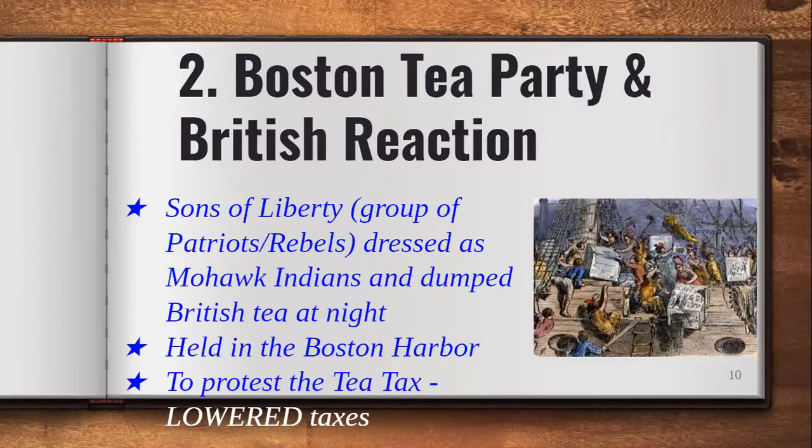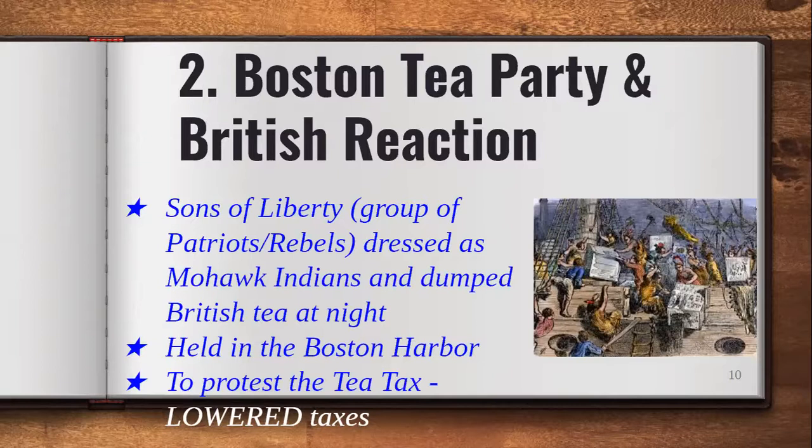So it's held right in the Boston Harbor. And of course, it's to protest the tea tax. Now, what confuses a lot of students is that the tea tax did not raise the price of tea. It lowered the price of tea. Okay. But they had to buy it from the British East India Company. So they were still paying the tax. They weren't buying smuggled tea anymore from their neighbors. They had to purchase this from Britain's tea company.